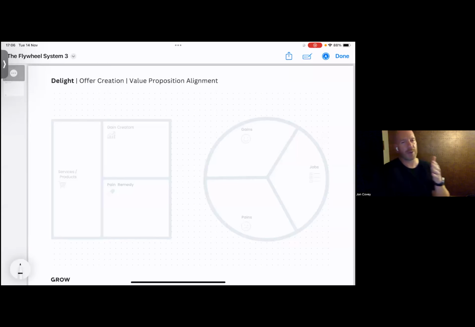And the reason it's powerful is that it helps you to really align your offer with what your ICP, your ideal customer profile, wants. And the best way to do this is we jump straight in.